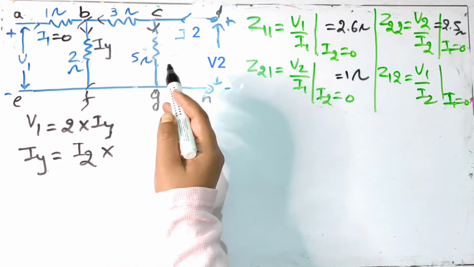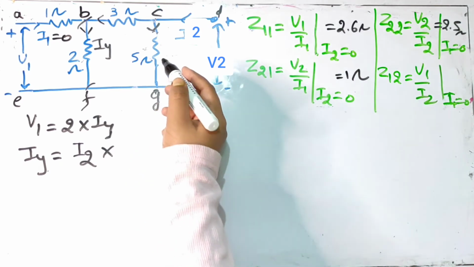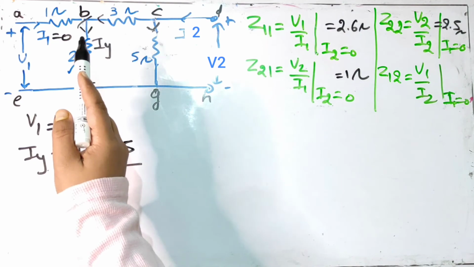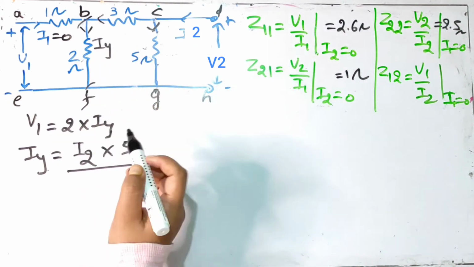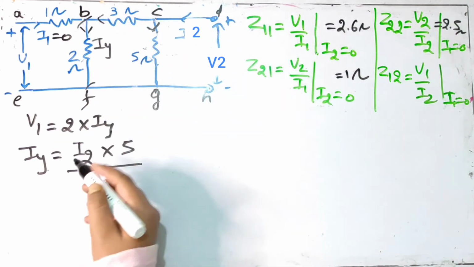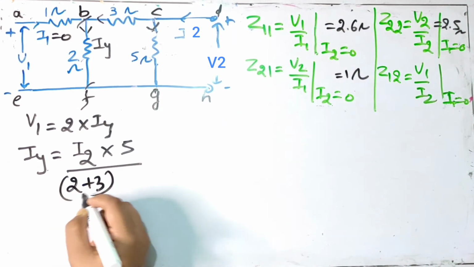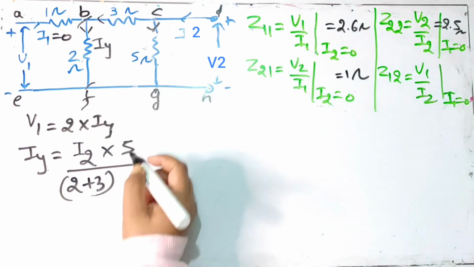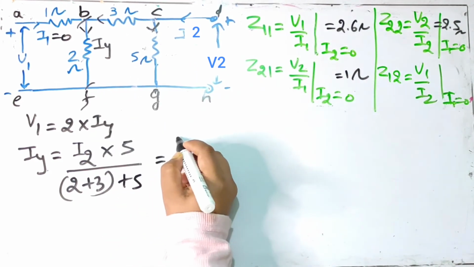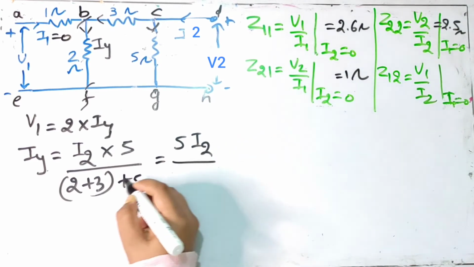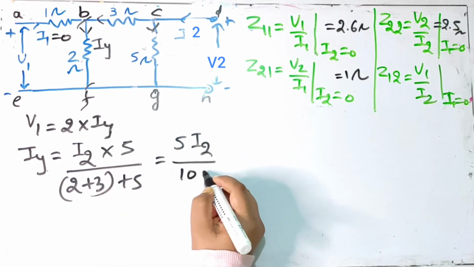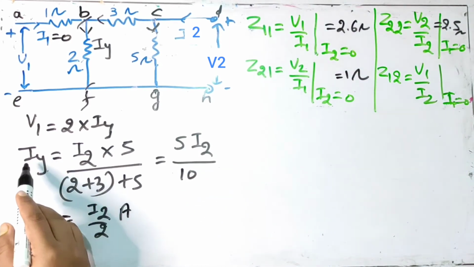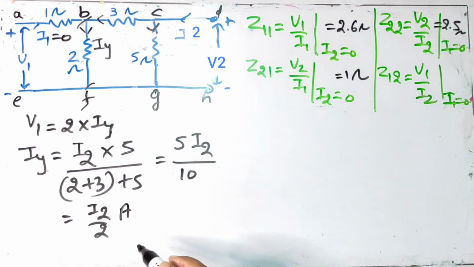So in numerator, we'll put the value of CG, that is 5 ohm resistor. And in denominator, the addition of resistances of these two branches. So what is the total resistance of CBF? Is 2 plus 3. Why? Because they are in series. Resistance. And what is the resistance of other branch? 5 ohm. Let's solve it. 5I2 divided by 5 plus 5, 10. If we solve it further, IY's value is I2 by 2 ampere.